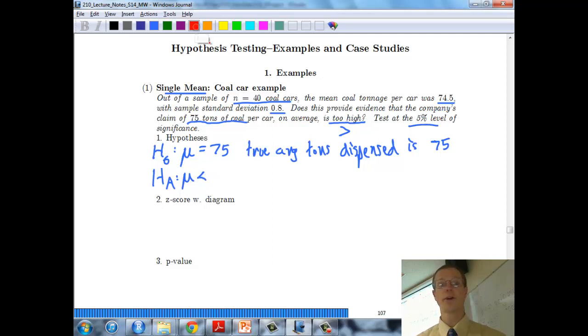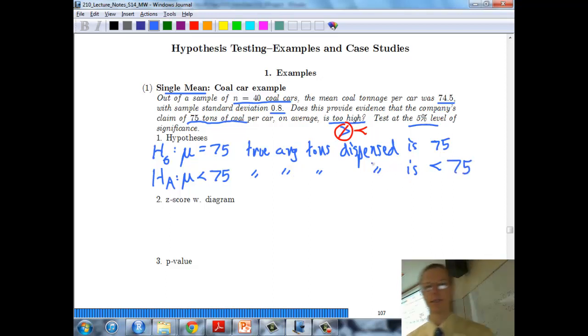So wisdom required. We need to think about what's going on. Too high sounds like you use a greater than sign, but when I actually looked at it, it was the other way because of the way the numbers went. So you have to pay attention. There's no standard as far as the language goes, although of course with the math there is. The symbols. True average tons dispensed is less than 75. So they're putting out less than they claim.